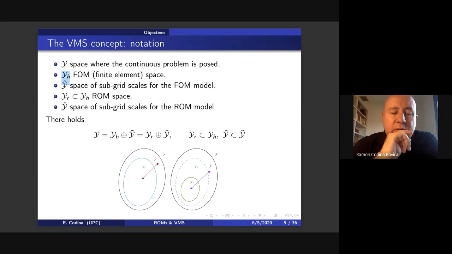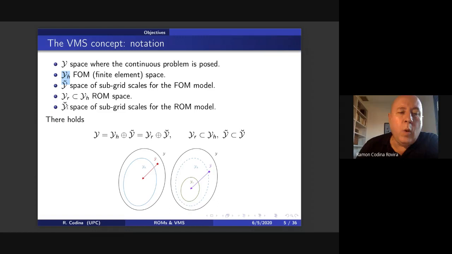As we will see, the idea of reduced order models is to construct a space of much smaller dimension than the full order model, that I will indicate by Y_R, with the subscript R referring to the reduced order space. That inclusion is in fact very strict, in the sense that the dimension of Y_R is orders of magnitude smaller than the dimension of Y_H in general. And that space Y_R also has a space of subgrid scales, because I anticipate that our thesis is that you can use the same VMS variational multiscale method for the ROM as for the FOM. So that ROM space has a space of subgrid scales that will be denoted by this symbol, brief y. Okay, I will call it brief y.